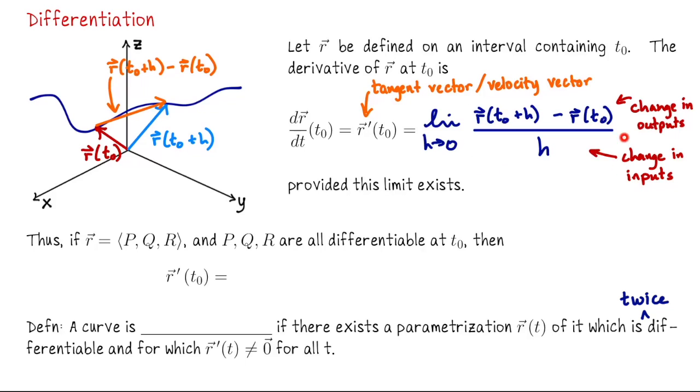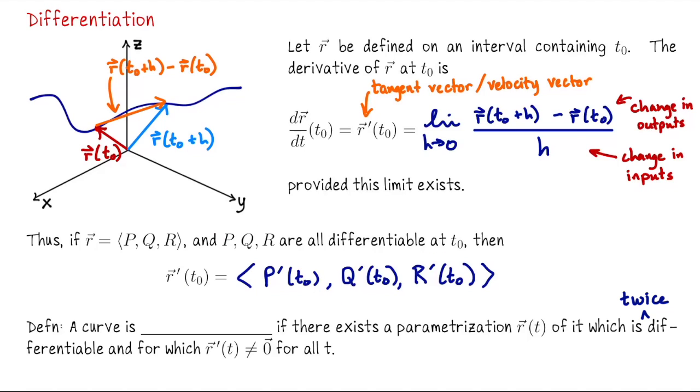Now, how would you compute this difference quotient? Well, when you do vector subtraction, you do it component-wise. So it's x component minus x component, y component minus y component, z minus z, and then dividing by a scalar is the same thing. It goes to each component. So if you actually wrote out this difference quotient, then the limit of this difference quotient is actually going to return you p prime, q prime, r prime. And this is typically how we will compute derivatives in this class.